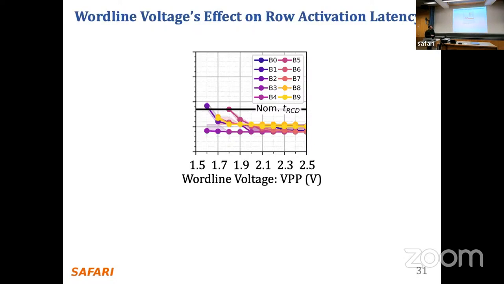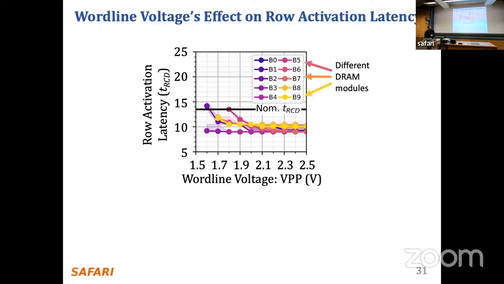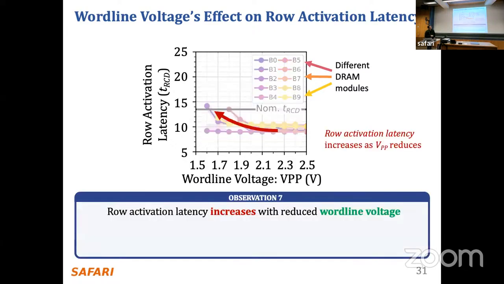Here on the x-axis again, you see the wordline voltage reducing from right to left, and different curves show different DRAM modules. On the y-axis, we show the row activation latency, the minimum reliable row activation latency. The shade shows the variation across DRAM rows. It's the same story: the general trend is that when we reduce wordline voltage, row activation latency increases, right?